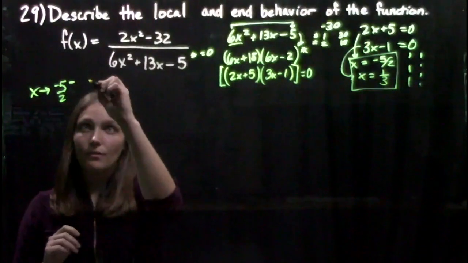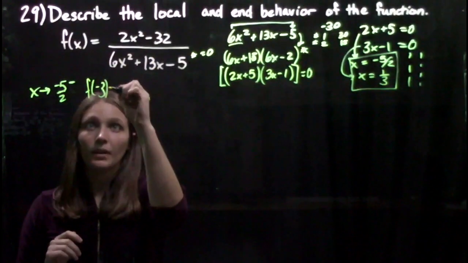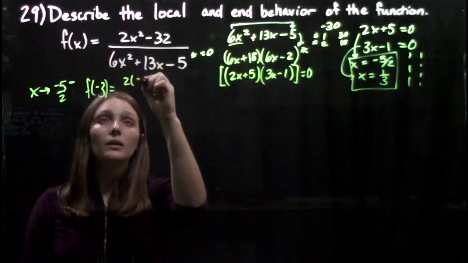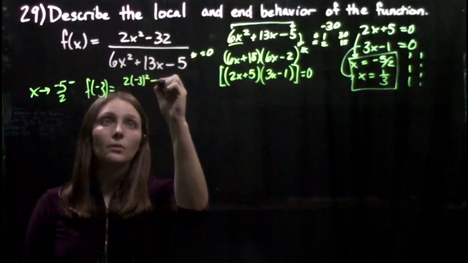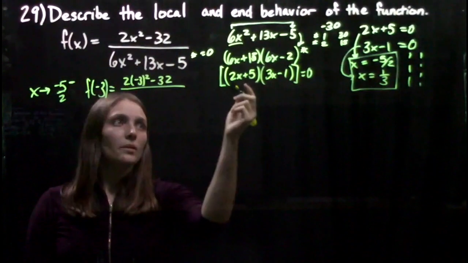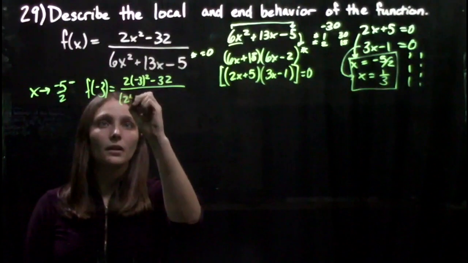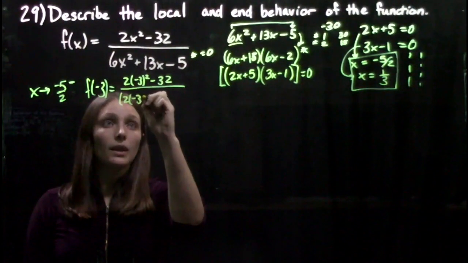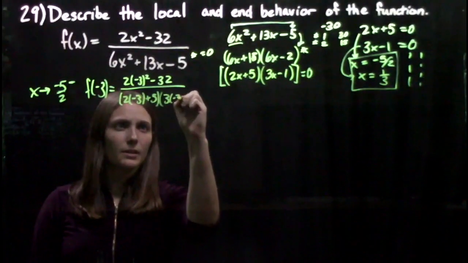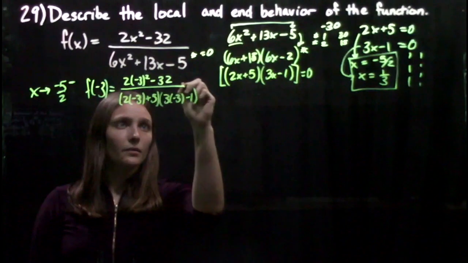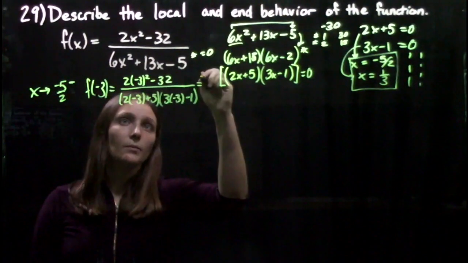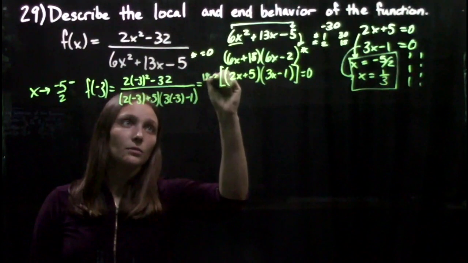So I'm going to look at f of negative 3. And I'm going to plug that into the equation. So we have 2 times negative 3 squared minus 32. And then I'm going to use our factors here, 2 times negative 3 plus 5 times 3 times negative 3 minus 1. And when we figure that out, we have 2 times 9, which is 18 minus 32.